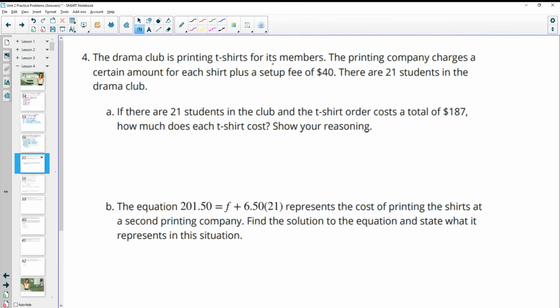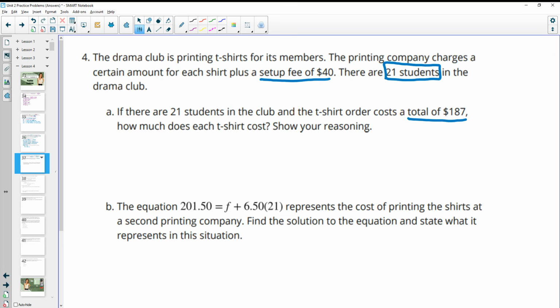Number 4, the drama club is printing t-shirts for its members. The printing company charges a certain amount for each shirt plus a setup fee of $40. There are 21 students in the drama club. If there are 21 students in the club and the t-shirt order costs a total of $187, how much does each t-shirt cost? Show your reasoning.